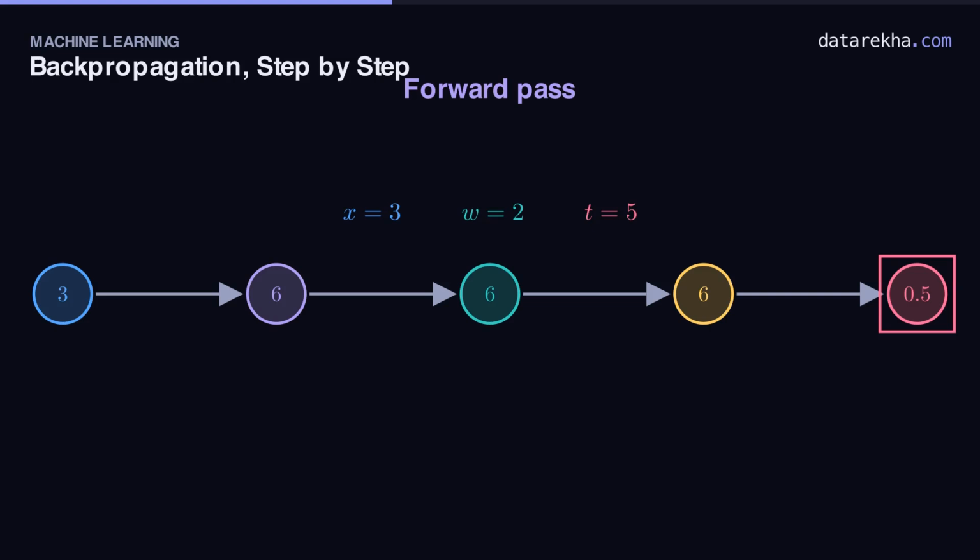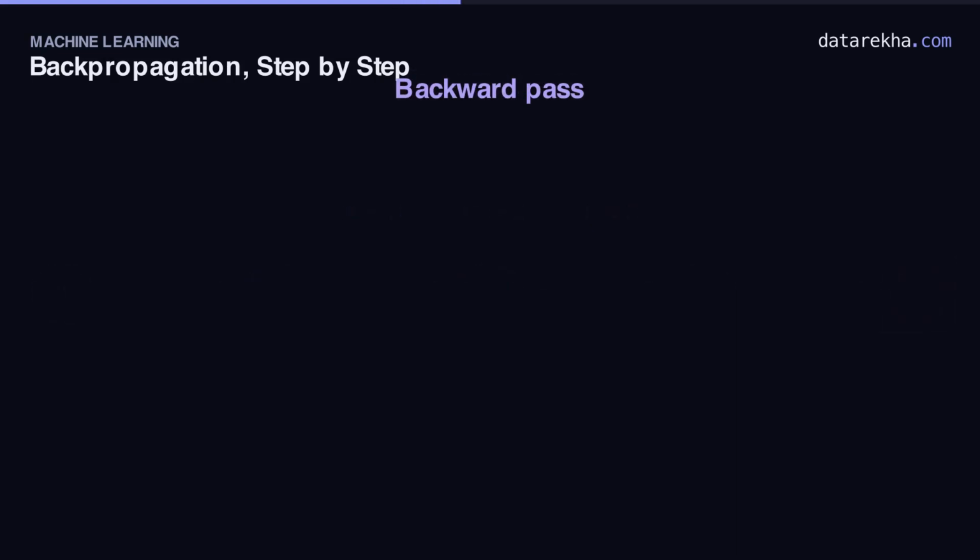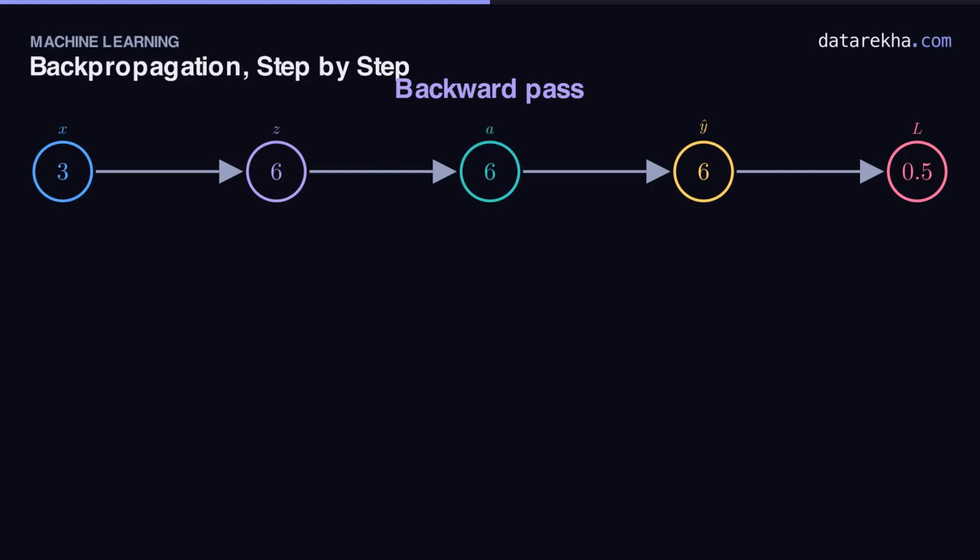Now we turn around and walk back. This is the heart of it. On the forward pass, the arrows pointed right. Now we reverse every one of them and send a signal backward. The error signal, written delta. It starts at the loss and flows home to the weight. And at each node, it gets multiplied by that node's local derivative. First, the loss to y hat. The local derivative there is y hat minus t, 6 minus 5, which is 1. So the error signal arriving at y hat is 1.